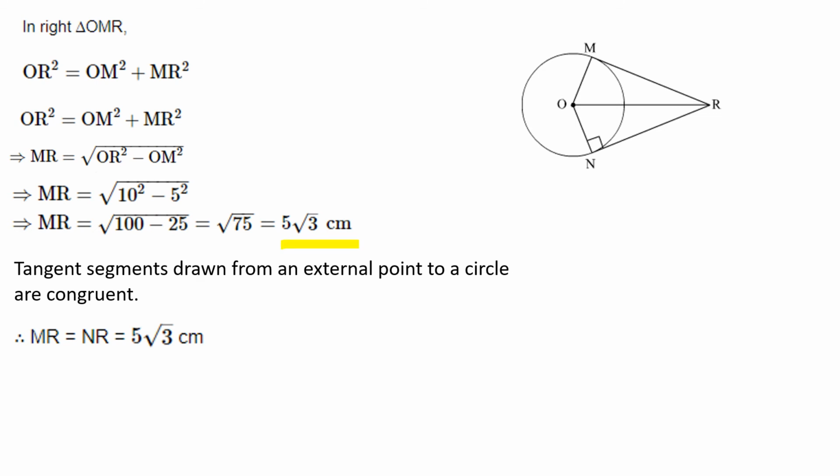So tangent segments drawn from an external point to a circle are congruent. Therefore, MR equal to NR equal to 5 root 3 centimeters.